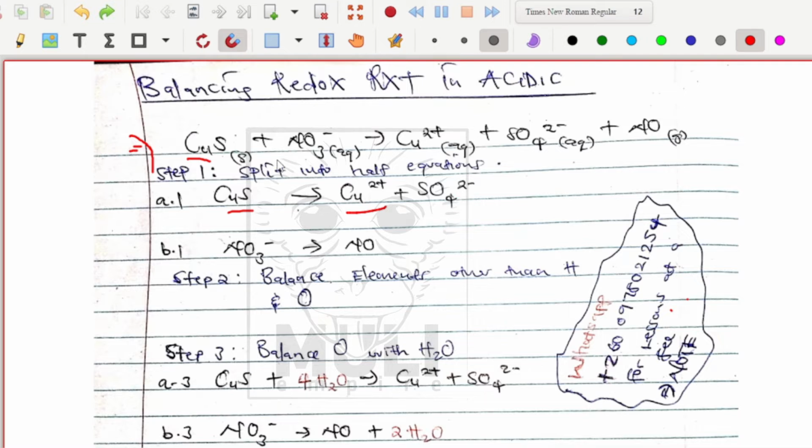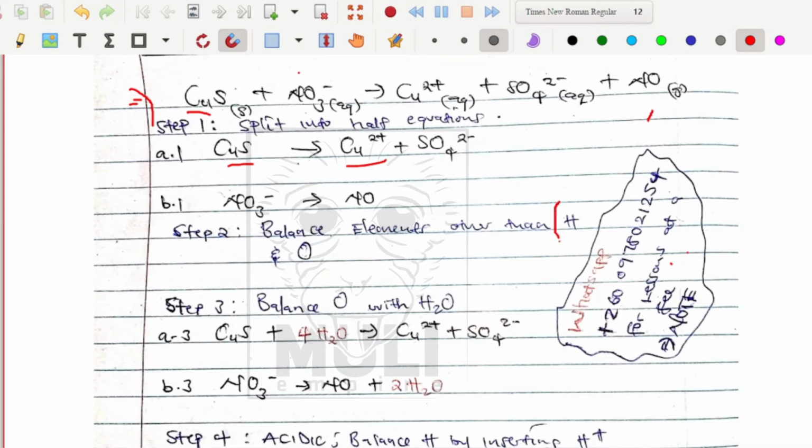After doing so, you do the same for the other one, so that you only remain with this one and the other one on this side. Upon doing so, you balance the elements other than oxygen and hydrogen.